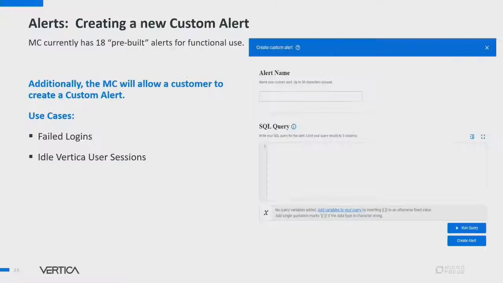Now let's dig into custom alerts. Custom alerts is a new feature that we've added. Currently, the MC has 18 pre-built alerts. There have been many customers that had their own queries and they were interested in creating their own alert based on their query, but there was no way to do that. So we built custom alerts for them. Let's dig into 2 use cases, failed logins and idle Vertica user sessions.